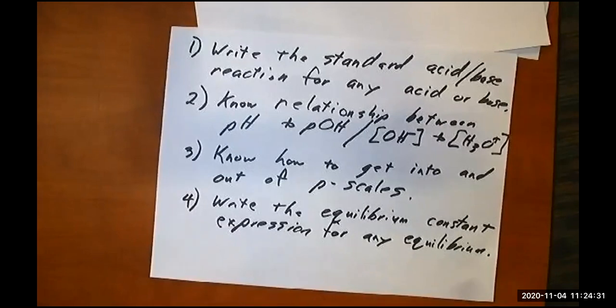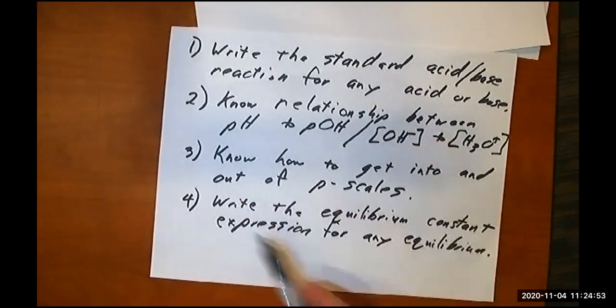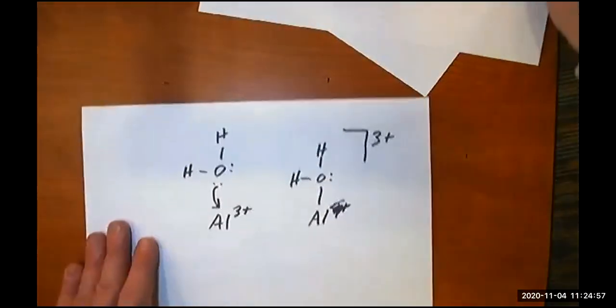And you could add how to run an ice table into this list if you want. But honestly, when you think about what an ice table is, it's really just a way to keep track of how the reaction changes due to stoichiometry to use the equilibrium constant expression. So any acid-base problem you can solve with this set of information. All right. I'm now going to switch back over here.